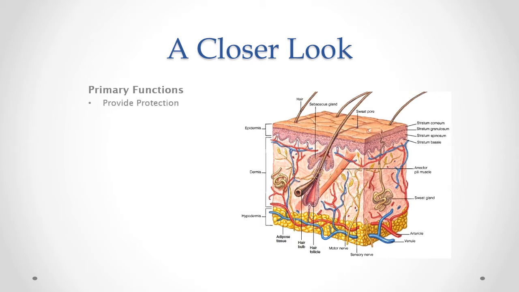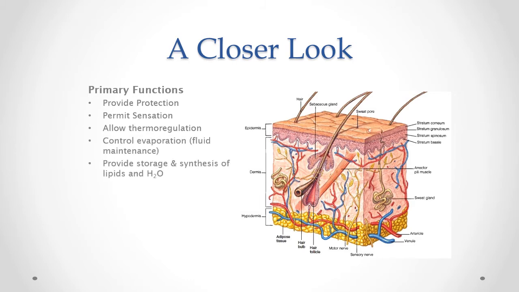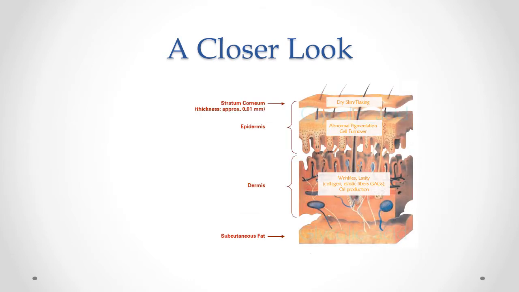The primary functions, again, of skin are to provide protection, permit sensation, allow thermoregulation, control evaporation, provide storage and synthesis of lipids and water, absorb nutrients like oxygen, nitrogen, carbon dioxide, and vitamin D, and retain nutrients, specifically providing water resistance and emollients. Okay, so lots of functions for our skin.